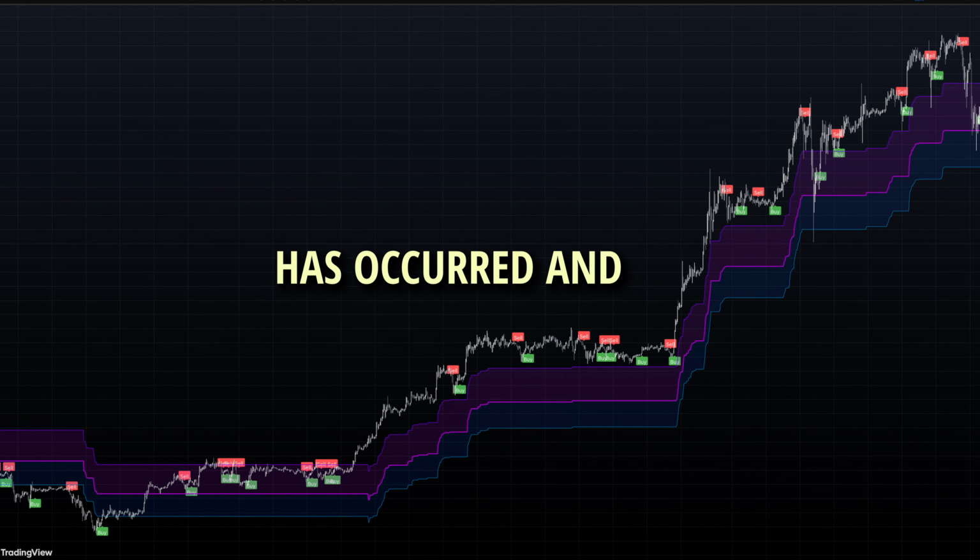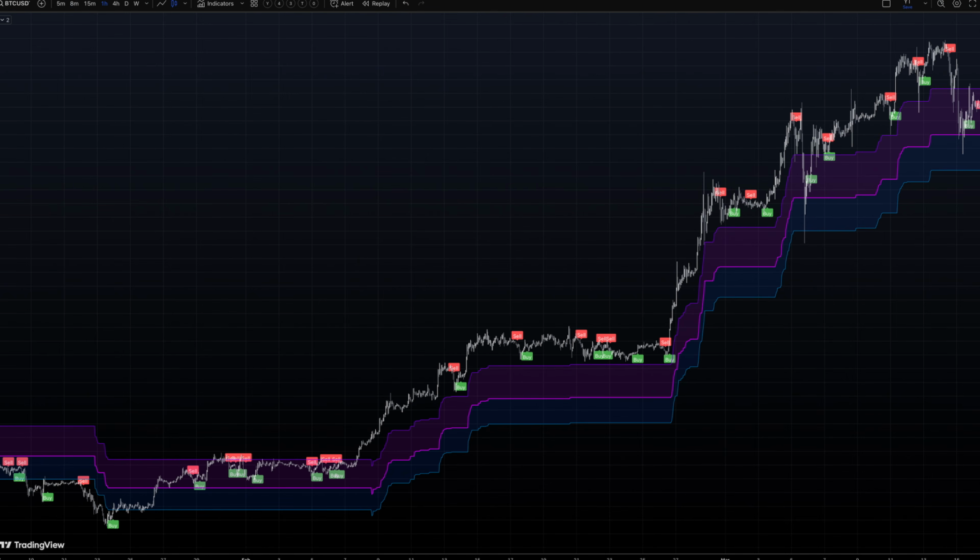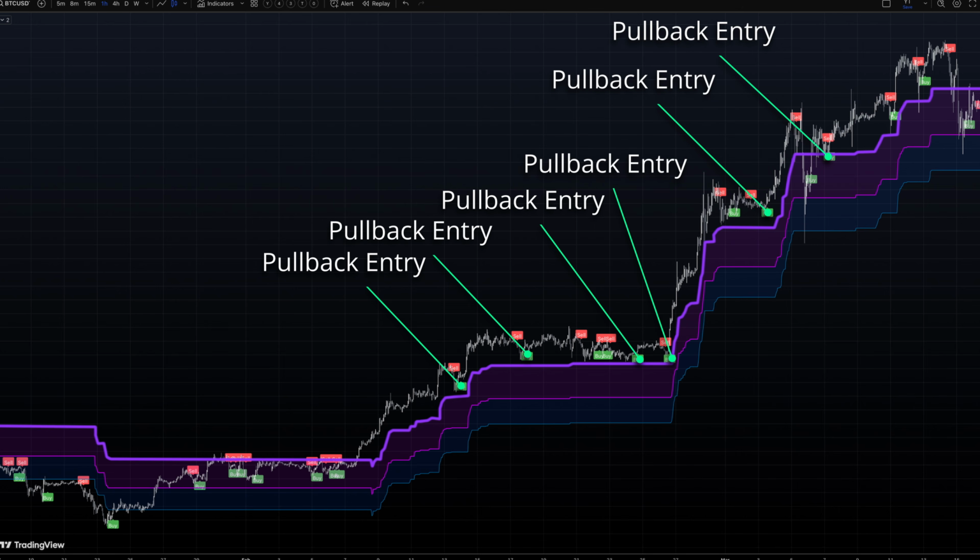Once the breakout has occurred and price is trending, you can also re-enter on pullbacks. For pullback entries, make sure price remains above the OTT bands and watch for the OTT buy signal to flash. Impressive how effective this approach is, right?